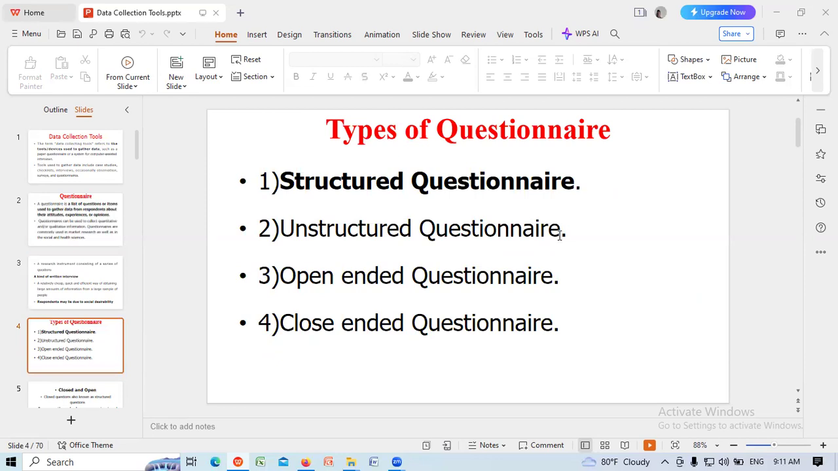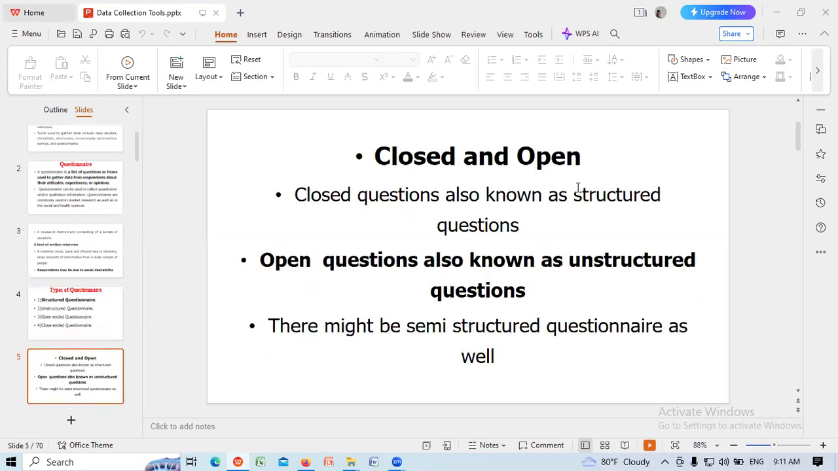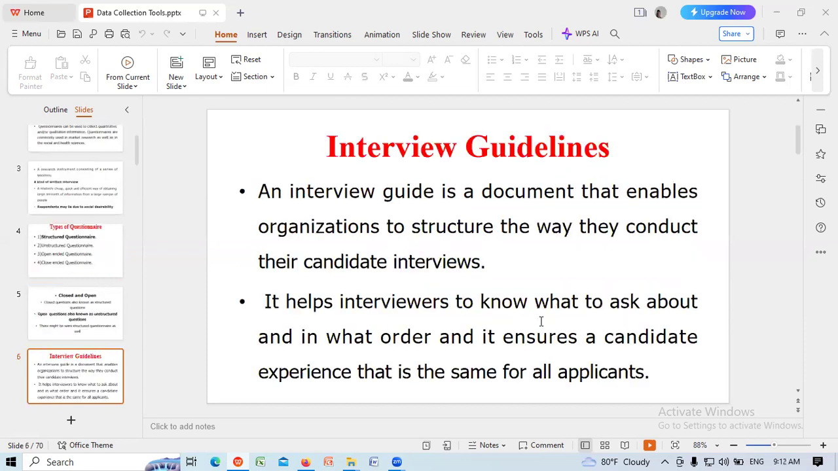Types of questionnaire: structured, unstructured, open-ended, closed-ended. Closed-ended questionnaires are also known as structured questionnaires. Open questions are also known as unstructured questions. There might be semi-structured questions as well.